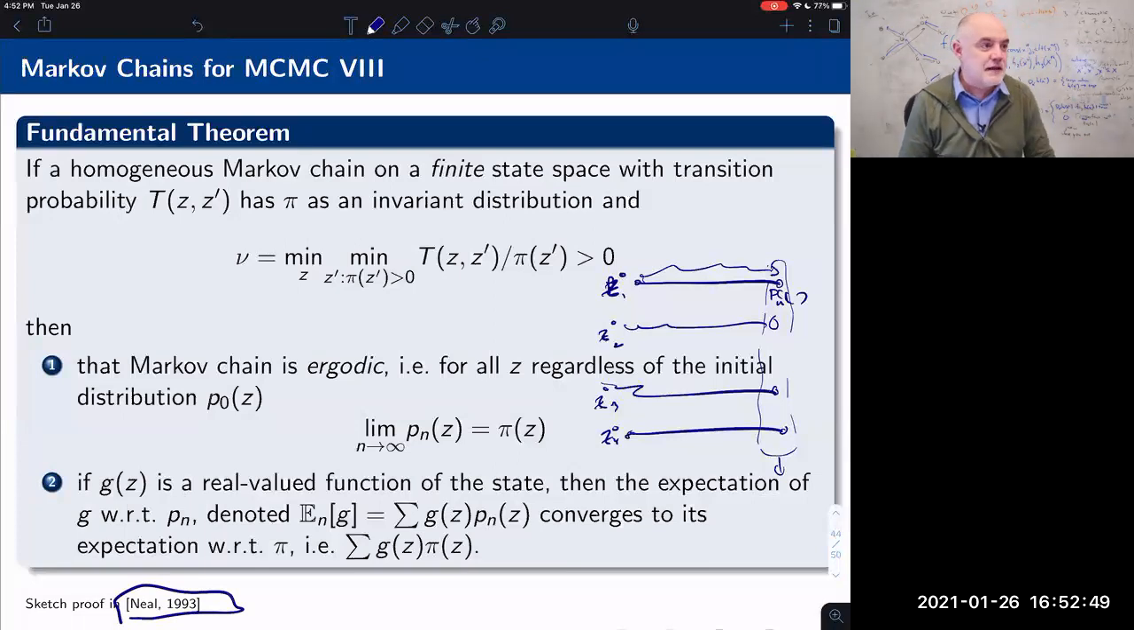And like most mathematical results of this flavor, the assumption that you make is of the form that makes the proof work, right? So that is, why do you divide by pi of z prime? It's because that's the condition necessary to show that this holds, right?